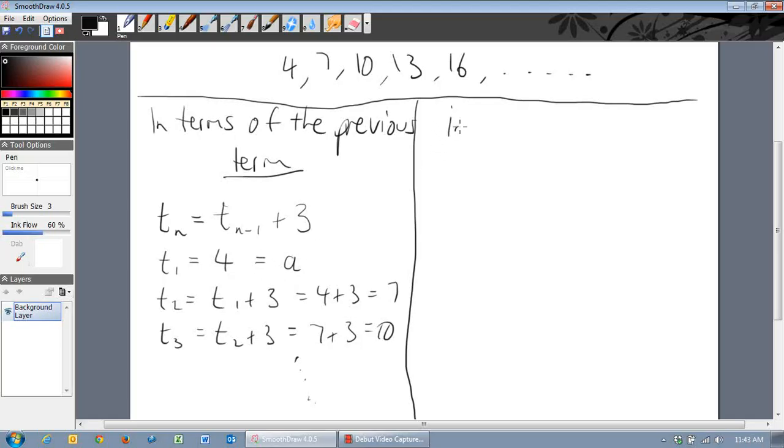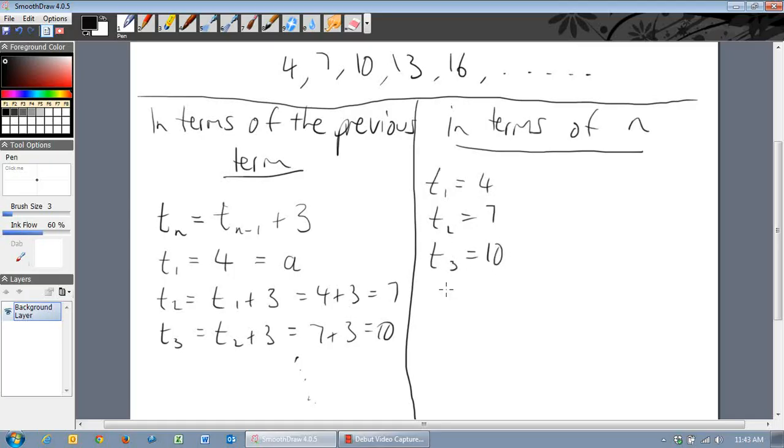The second one is to define it in terms of n. And this is much more powerful. Let's have a look at this. So what we've got is T1 is equal to 4, term 2 is equal to 7, term 3 is equal to 10, term 4 is equal to 13. Can we write a rule where Tn is equal to something? Is there a relationship between the n, in other words that number there, and that number there? What's the relationship between this number and this number? And this is what we're looking for.